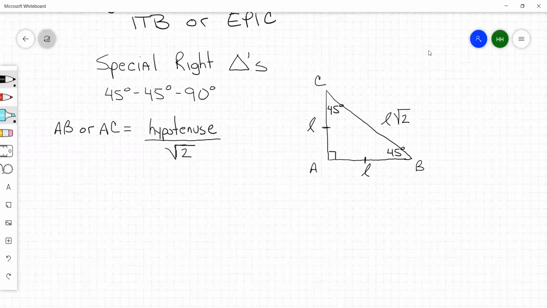Side BC is always equal to AB or AC times the square root of 2. That's the rule with 45, 45, 90s. It's very simple to memorize, and it's really simple to apply when you're given some triangles.